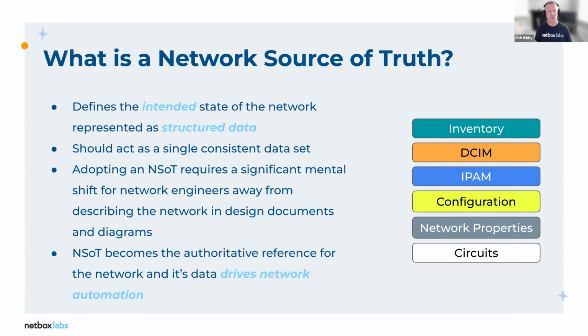What is a network source of truth? So very briefly, a network source of truth actually defines the intended state of your network and represents it as structured data. So this is a difference between the intended state as you're defining it in your source of truth versus the actual operational state that your tools such as Forward Networks are observing and gathering when they're discovering the data out there. So this is you as the network engineers or the architects who are saying, this is the intent of my network. This is how my network should be.